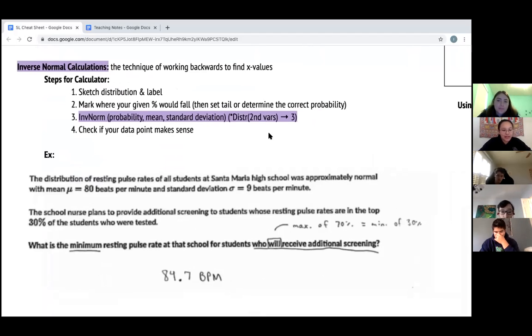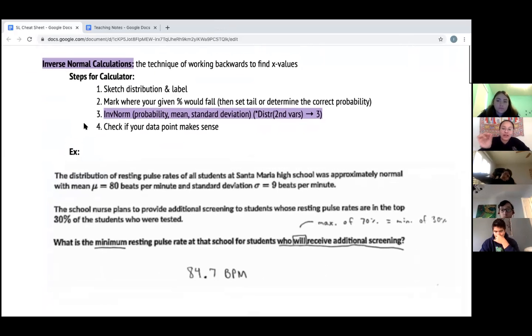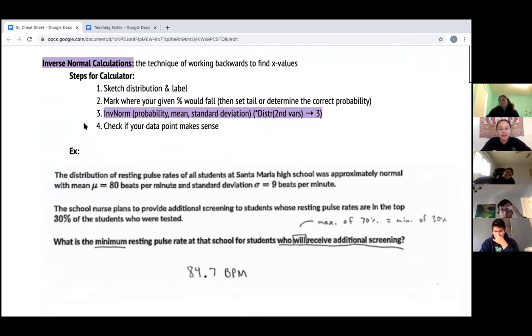So we have inverse norm. She did talk about just normal distribution, but there's also inverse. There's a way to work backwards from a known probability to find an x value. We had to research this more in depth, but it's actually an informal term and it doesn't really refer to a particular probability distribution.